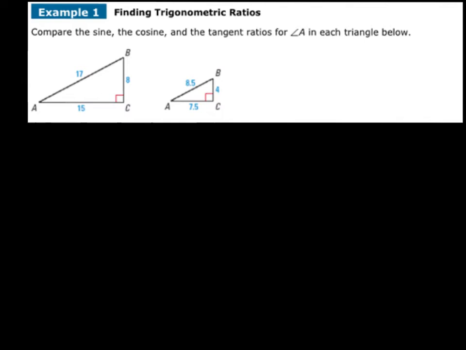All right, one of the things that you might notice is that the triangle on the left is actually twice as big as the triangle on the right. All of the sides on the left are double, so the hypotenuse of 17 is double 8.5, 8 is double 4, 15 is double 7.5. So corresponding sides are twice as big with a scale ratio here of 2 to 1. I'm not so concerned with that. I'm more concerned with generating the ratios for angle A.